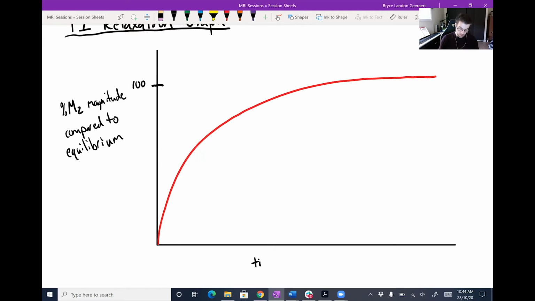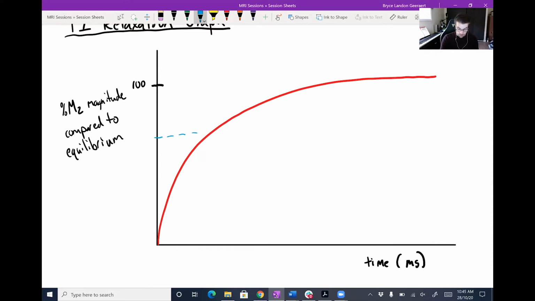And could be better. So, time in milliseconds. I actually want to move that label over, give myself more space. Okay, so it takes some amount of time for the NMV to return to its equilibrium state, and we can quantify this curve through the useful constant of T1, which we heard about last time.